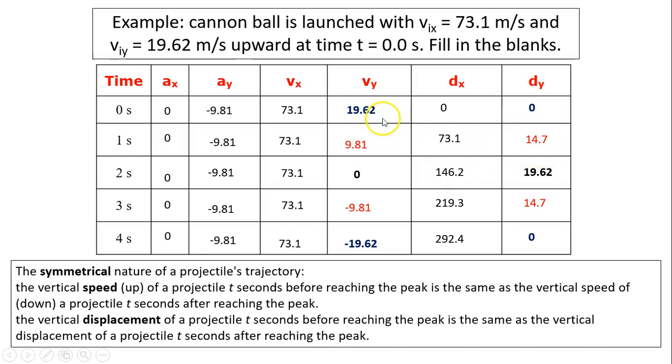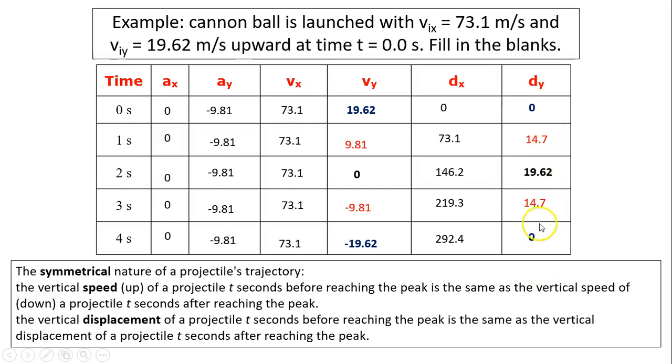I used VIY, 19.62, times 1, minus 1/2 times acceleration, negative, plus 1/2 times negative 9.81 times 1 squared. That's how you get 14.7. This one, you do the same thing. dy equals VIY times t. What is VIY? 19.62 plus 1/2 times negative 9.81 times 2 squared. That's how you get dy.